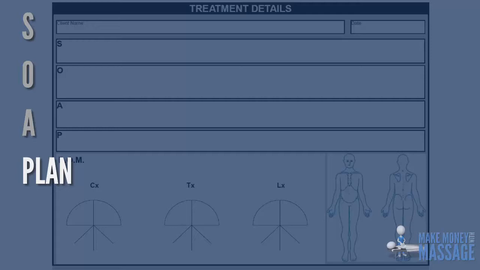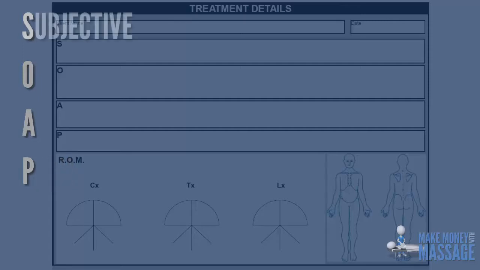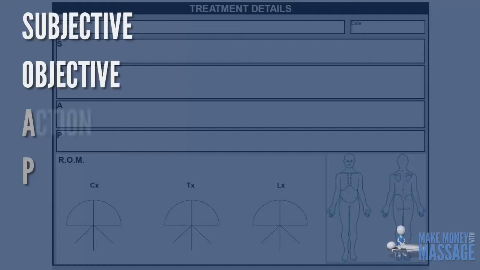So this is where you actually record the plan, so you know from treatment to treatment to treatment where you've been and what you are aiming towards and where they are within their treatment plan themselves. So that's the SOAP area of the form, S.O.A.P. Subjective, objective, action and plan.